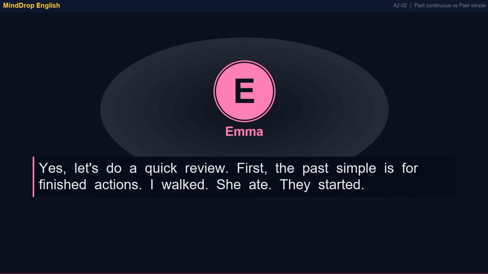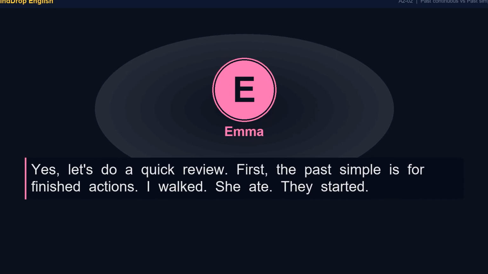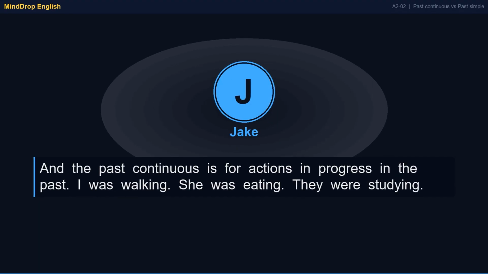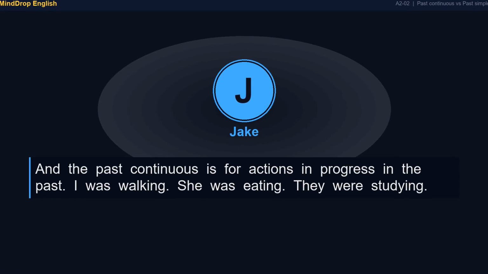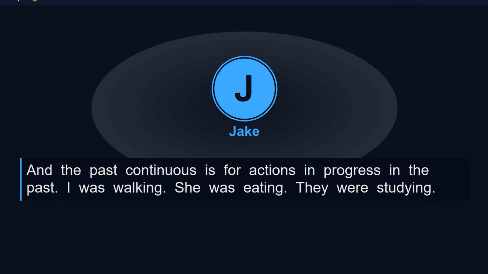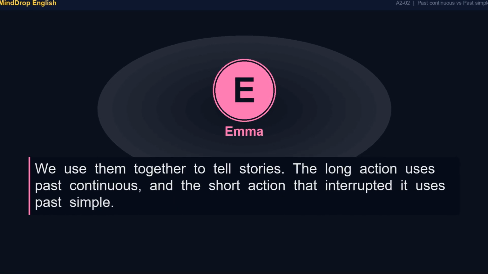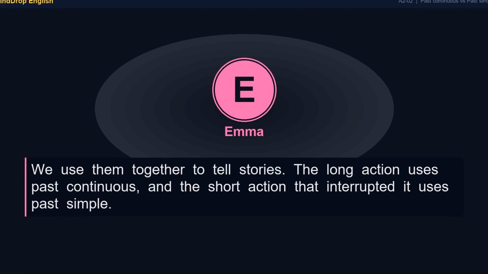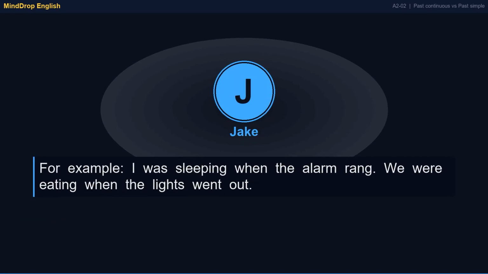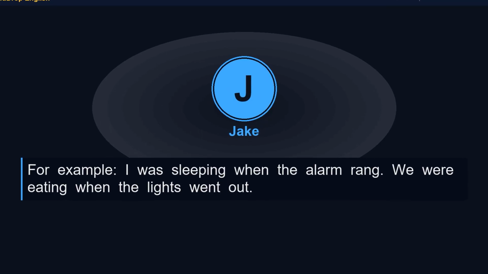Yes, let's do a quick review. First, the past simple is for finished actions. I walked. She ate. They started. And the past continuous is for actions in progress in the past. I was walking. She was eating. They were studying. We use them together to tell stories. The long action uses past continuous, and the short action that interrupted it uses past simple. For example, I was sleeping when the alarm rang. We were eating when the lights went out.